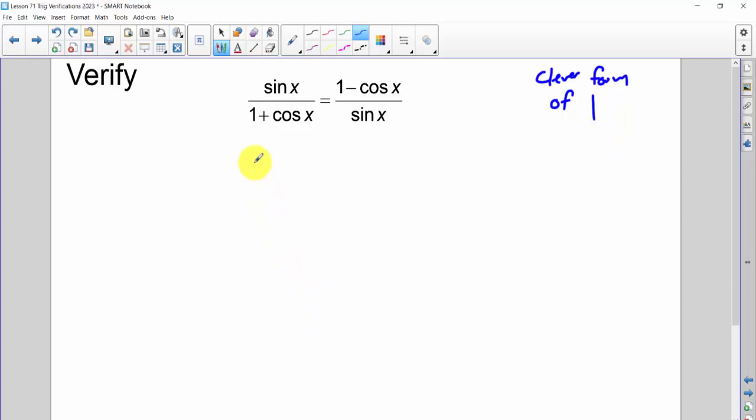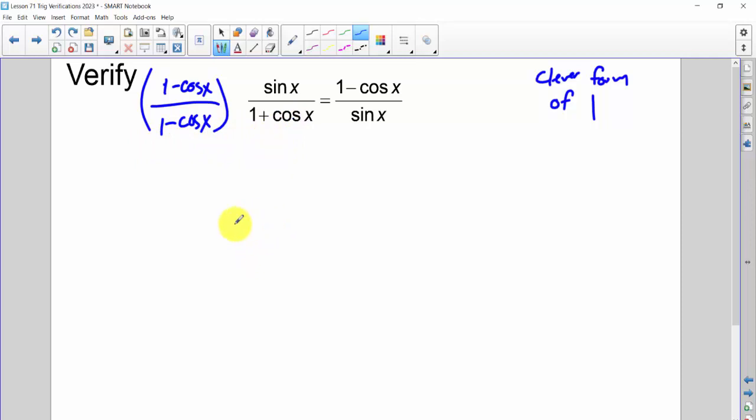And typically you're going to do these with binomials. Typically, not all the time, but typically. So I notice that I've got a 1 plus cosine here, I got a 1 minus cosine there. And I need a 1 minus cosine. So my clever form of 1 is going to be 1 minus cosine of x over 1 minus cosine of x, and that's 1. Now, it just so happens that this is the same first term and the opposite of the second term, which is a conjugate. Also, we learned that in radicals.